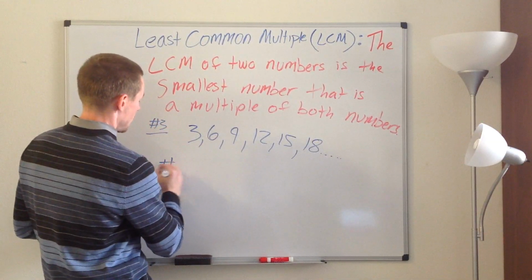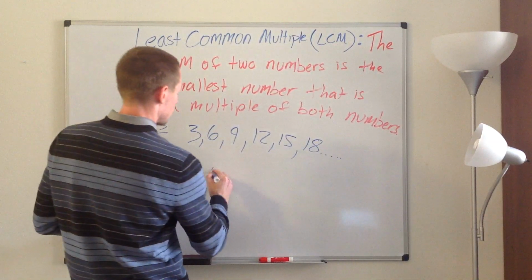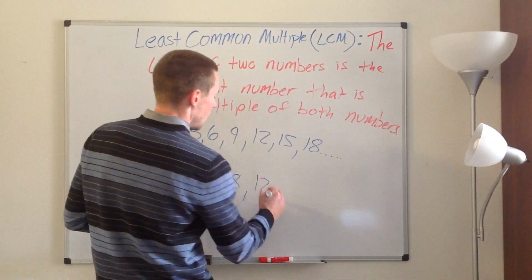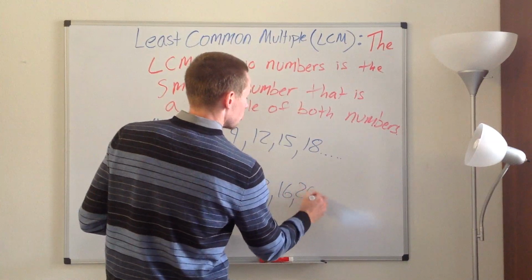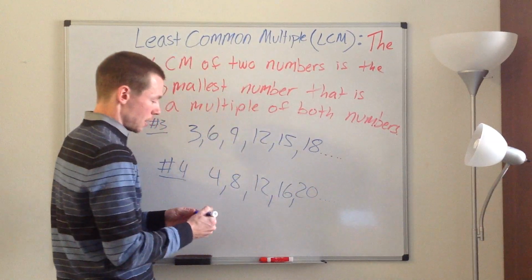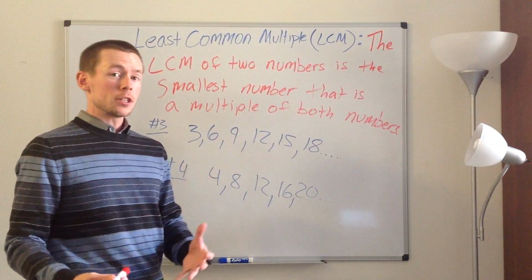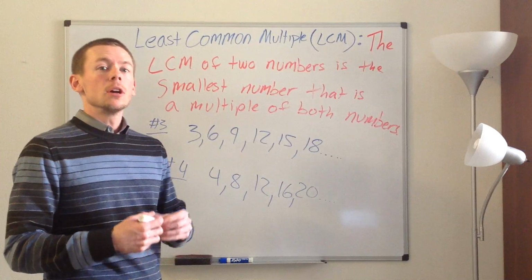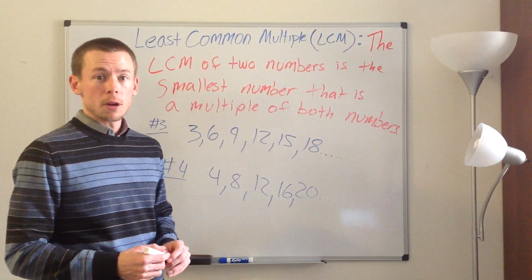So now, let's look at the number 4. So 4, 8, 12, 16, 20, and so on. And now we can examine both lists, and this is method number 1 for finding the LCM, is to start to list the multiples of both numbers and examine the list for the smallest one.